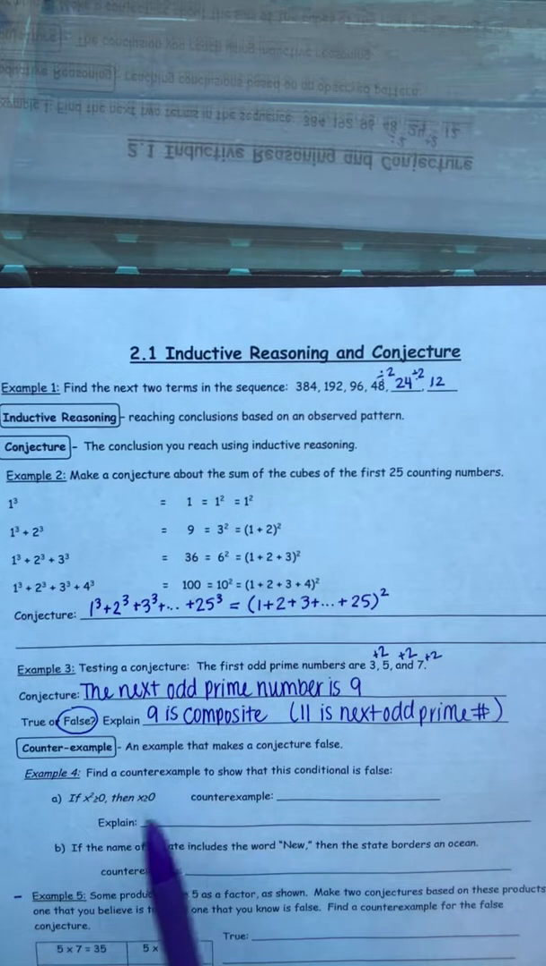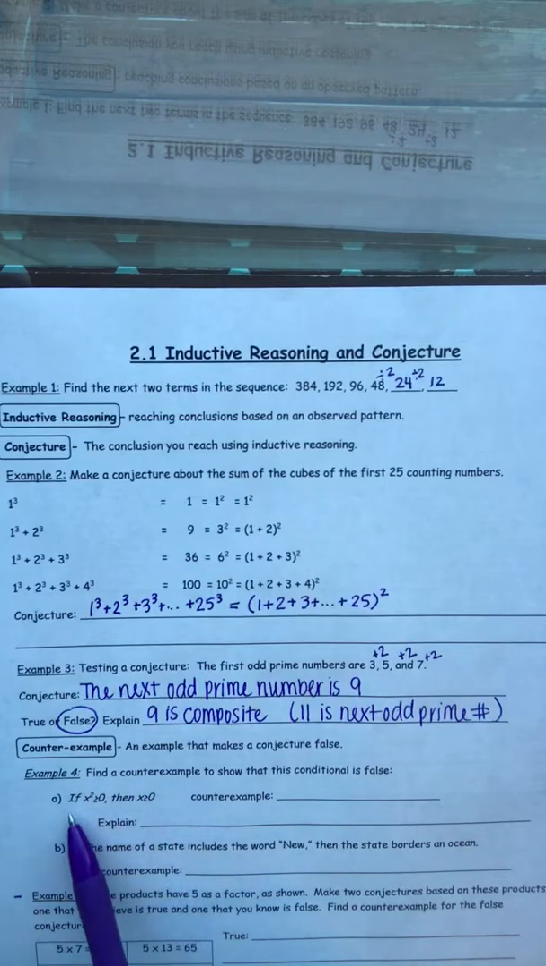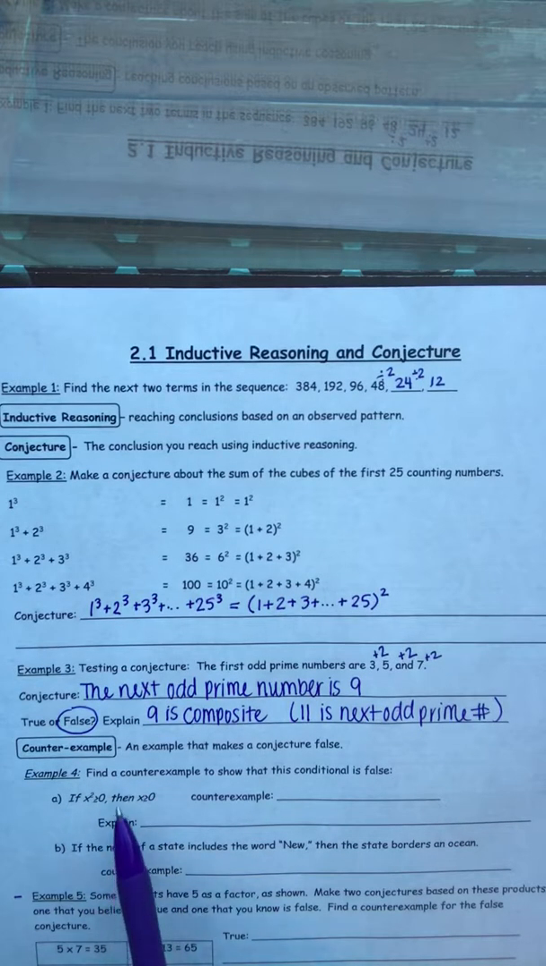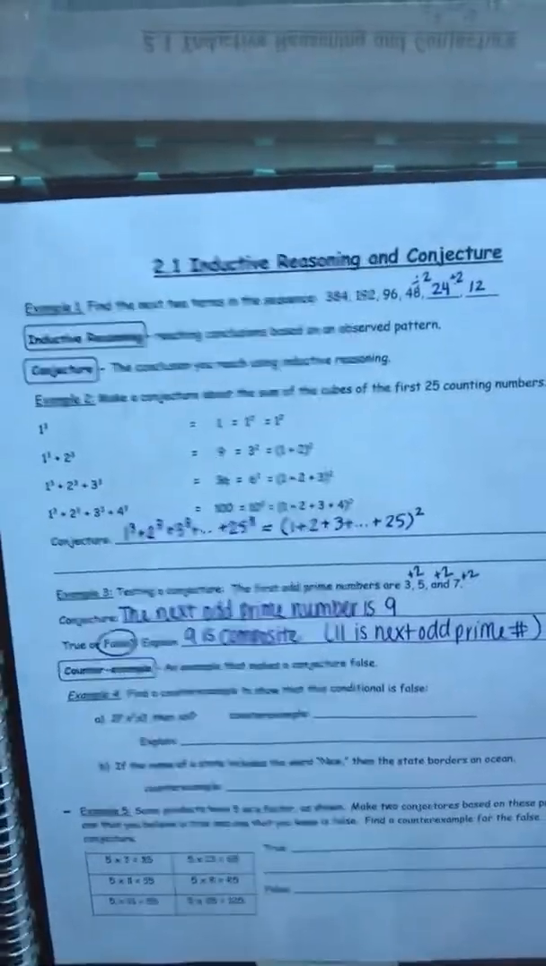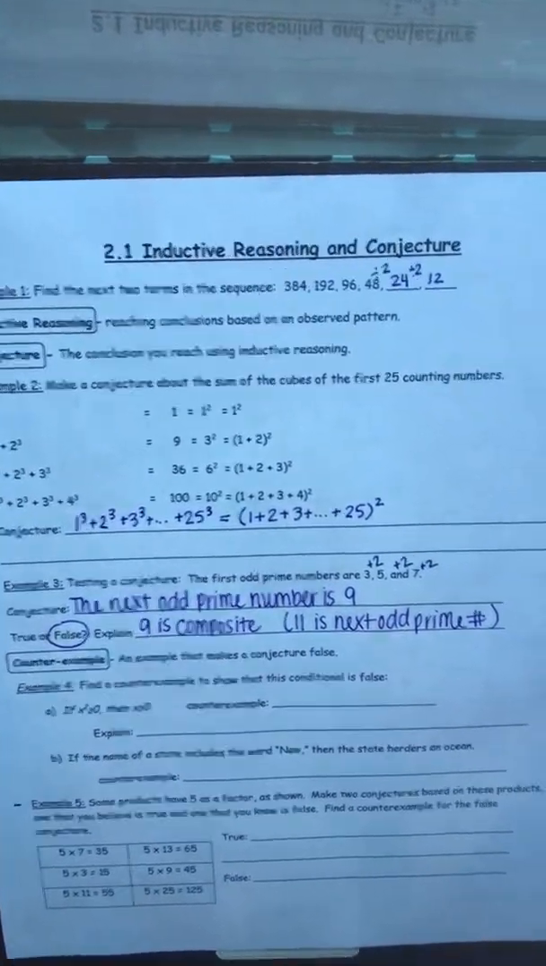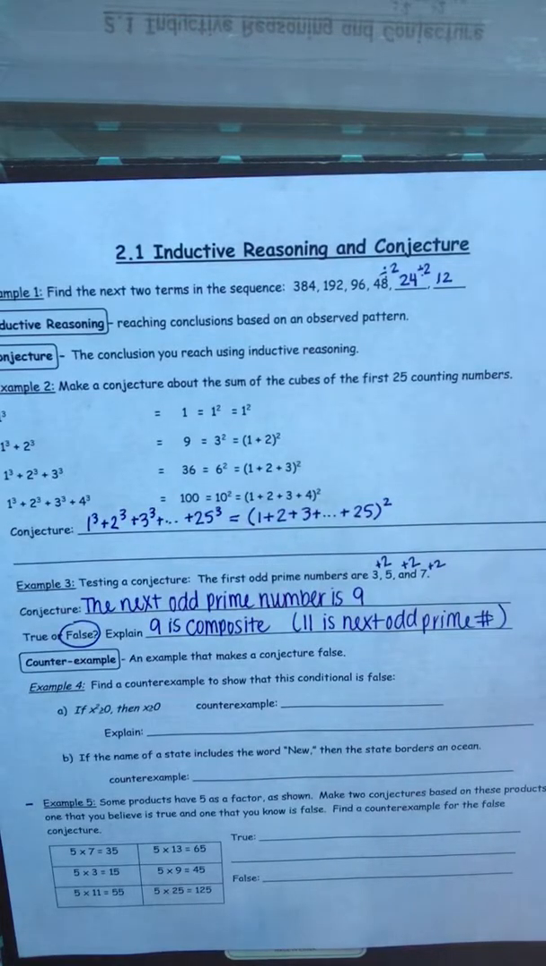When we're finding counterexamples, these examples are a little bit more difficult. I'm actually going to start on B and then come back to A. So if I look at B, it says, if the name of a state includes the word new, then the state borders an ocean. So hopefully you're thinking about different states in the United States that have the word new in them, like New York or New Jersey.